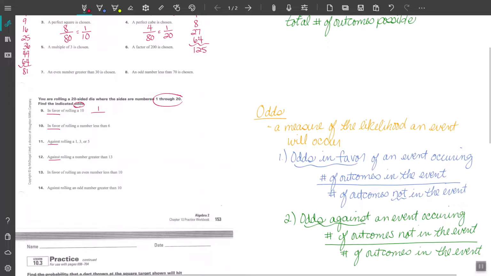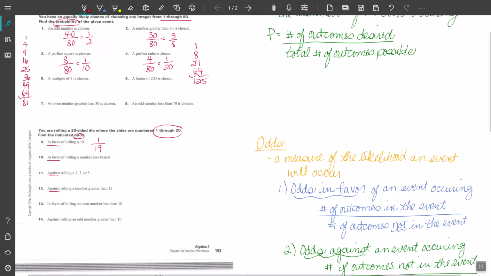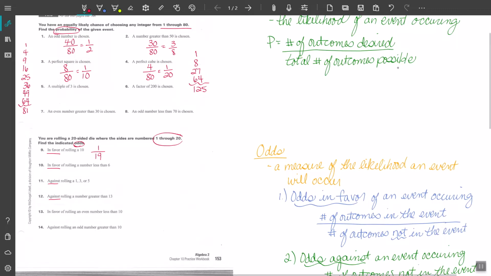So that's the number of outcomes in the event that we want. The number of outcomes not in the event that are not a 10 is 19. So this is different from probability. If they had asked us to find the probability of rolling a 10, we would have said 1 out of 20, because in that formula we're putting the total number possible as the denominator. In odds, we're going to put the number of outcomes in the event that we're asking for on top, and the number not in it on the bottom.